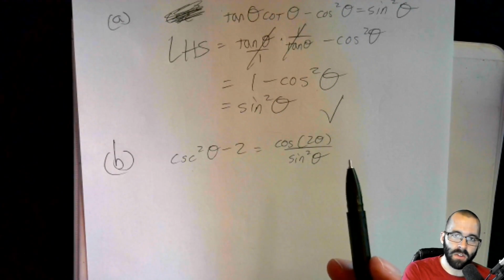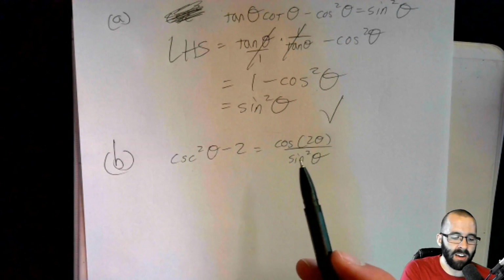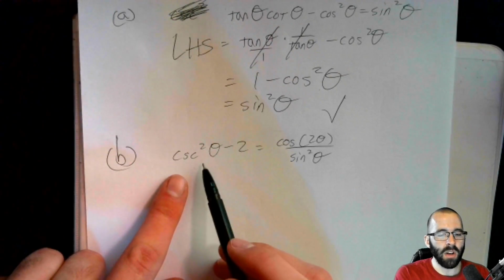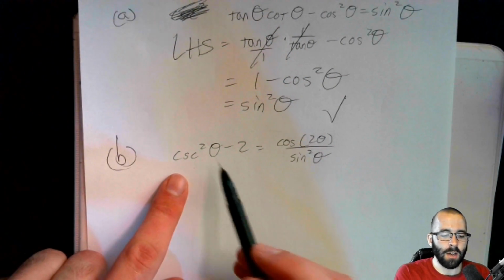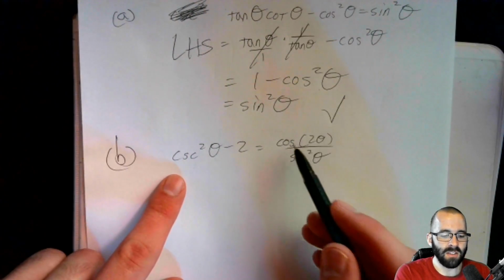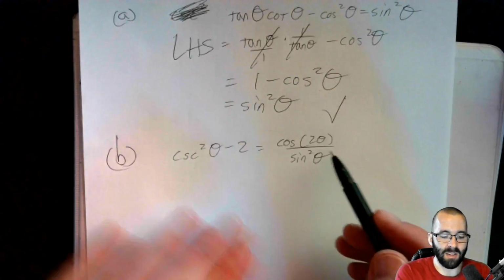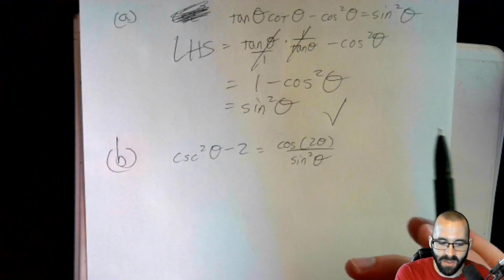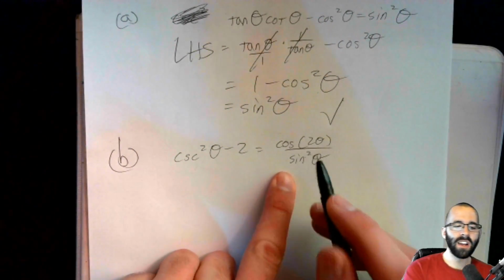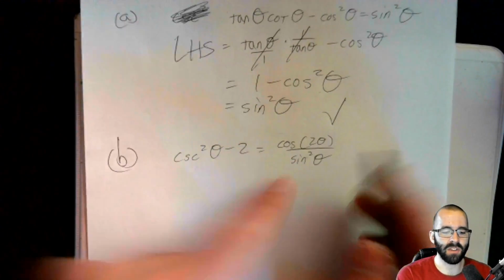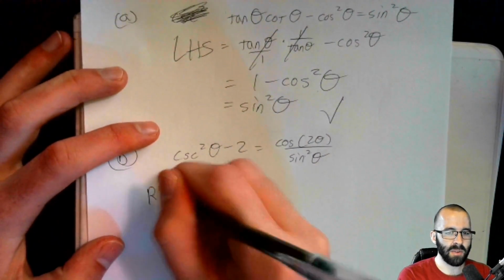And why would that be useful? That's a Pythagorean identity. 1 plus cotangent might be useful because cotangent is cosine over sine. So this is cosine over sine in some bizarre way. Maybe that'll be useful. I don't know. But I would probably start with the right-hand side. The right-hand side, use the double angle formula for cosine. So let's start with the right-hand side.